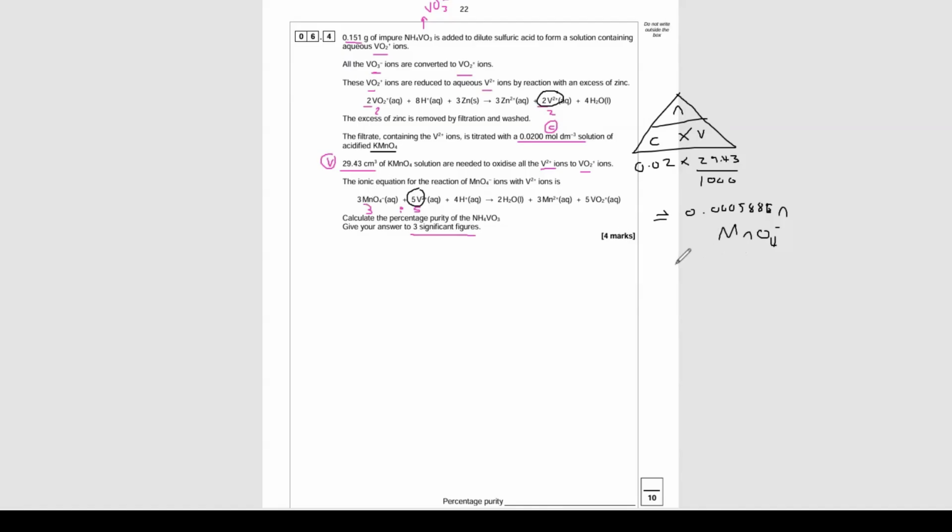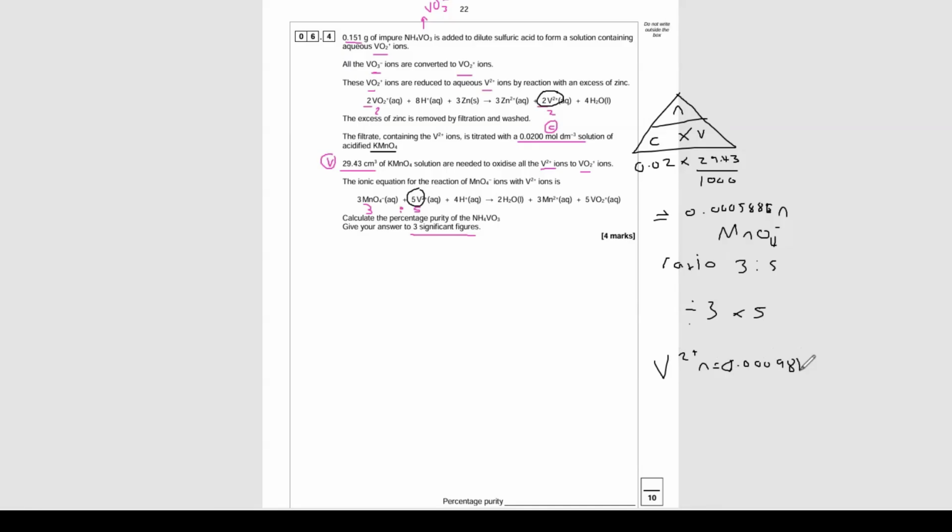convert this from 3 to 5. So the ratio is 3 to 5. How do you handle that as a calculation? Divide by 3, times by 5. So you always divide by the first, times by the second. So once you know the ratio, I'm going to divide by 3 times by 5, and I'm going to have more of the V2+. So my V2+ moles are equal to 0.000981. So now what do I want to do with this bad boy?